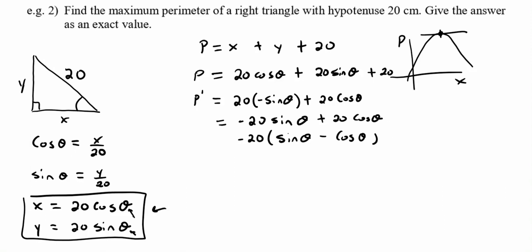All right, now that's a pretty good way to write it. So I think we're pretty set up. Now what we want to do is set that equal to 0, because I wanted that slope to be 0 at the top. So I'll divide both sides by negative 20. So this is really 0 is equal to sine theta minus cos theta. So sine theta is equal to cos theta.